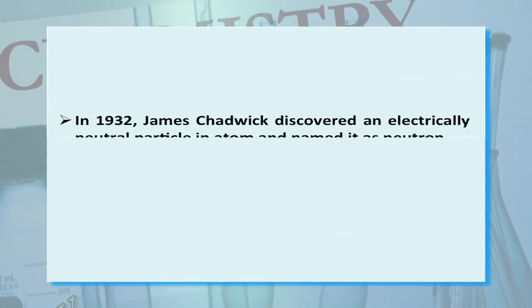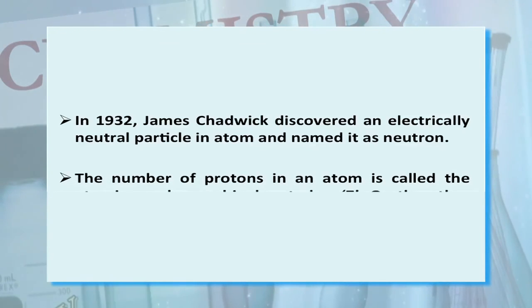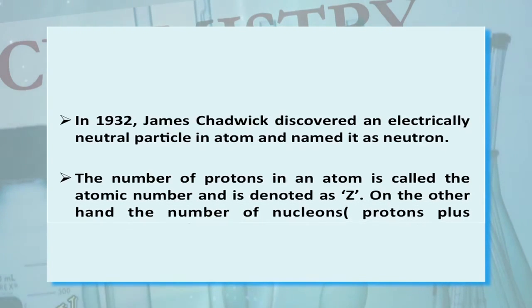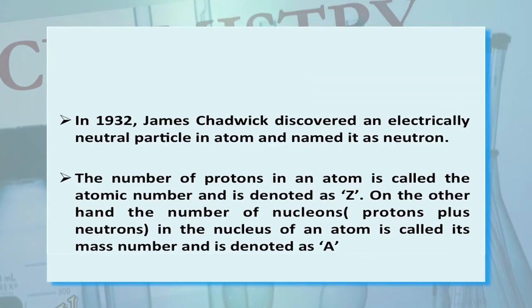In 1932, James Chadwick discovered the electrically neutral particle in the atom and named it the neutron. The number of protons in an atom is called the atomic number, and it is denoted by capital Z. On the other hand, the number of nucleons, that is protons plus neutrons in the nucleus of an atom, is called its mass number, and it is denoted by the symbol capital A.